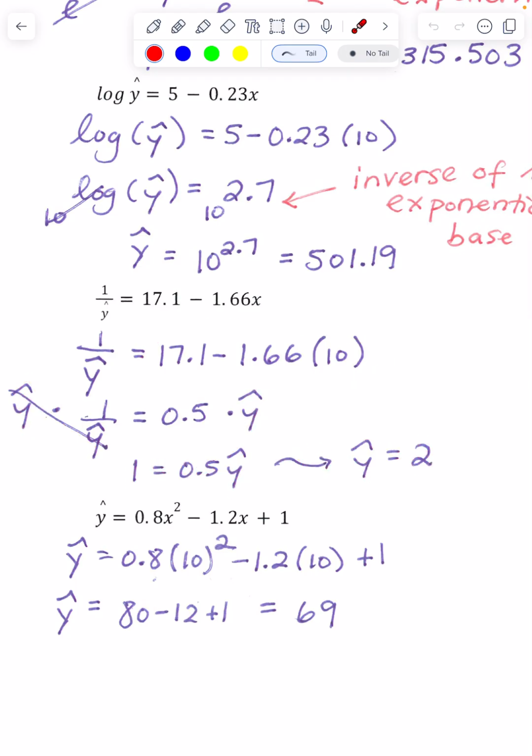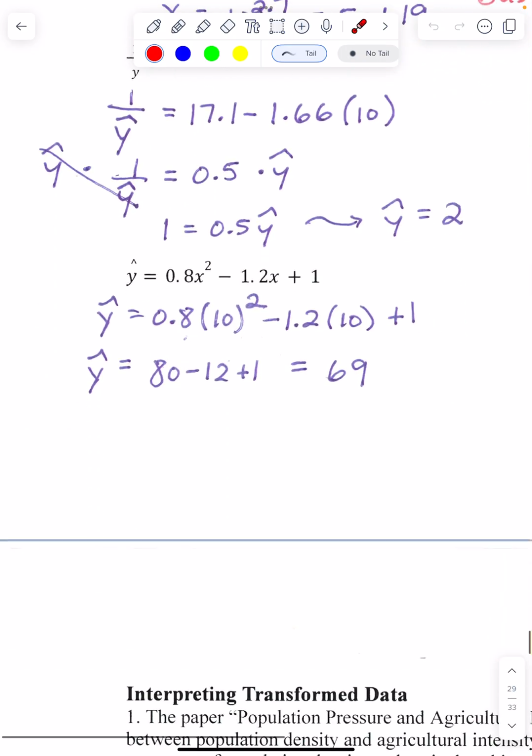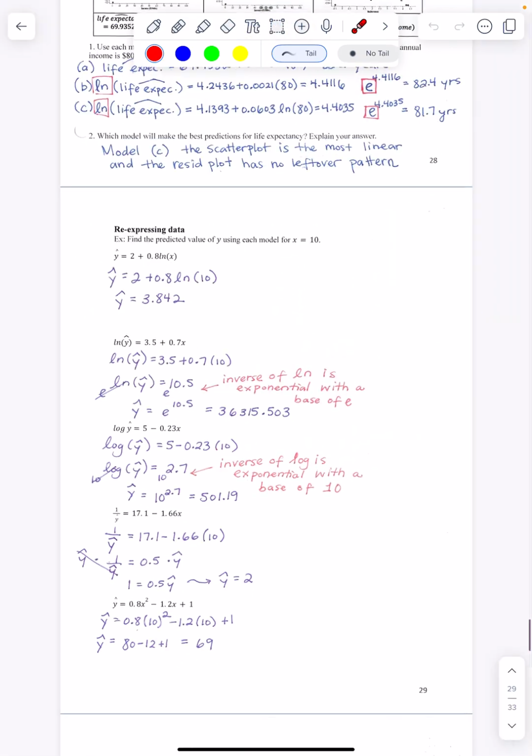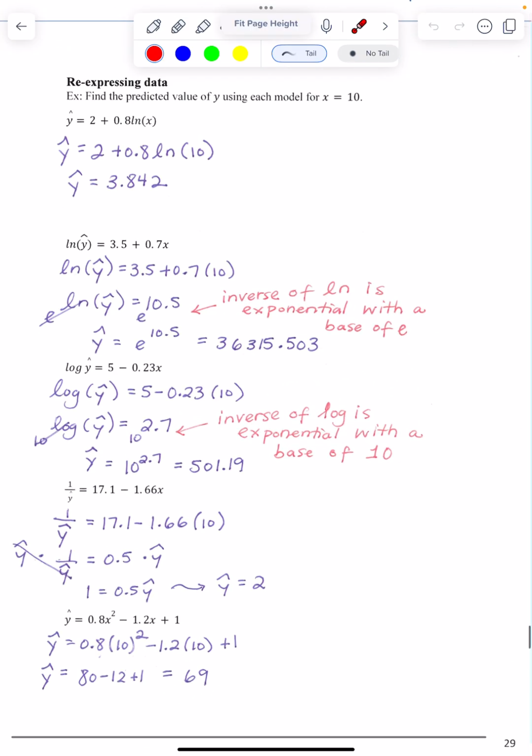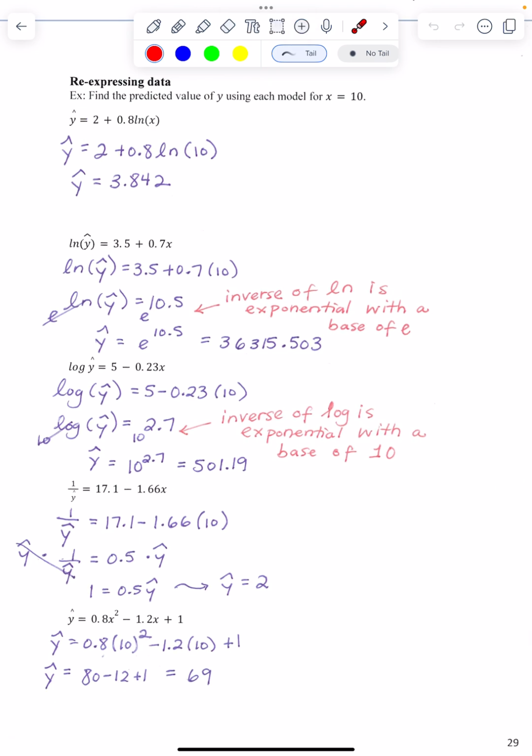If you are a very lazy mathematician, which I sometimes am, you could stop right at this point. Notice that if 1 over y hat equals 0.5, then y hat must be 2. But again, algebra will get you there one way or the other. Last one. We have x in multiple places. So we need to plug that 10 in everywhere x appears. So here we have 0.8 times 10 squared minus 1.2 times 10 plus 1, and you should get 69. And that's it, folks. Algebra. We love doing algebra in stats class. At least I do.